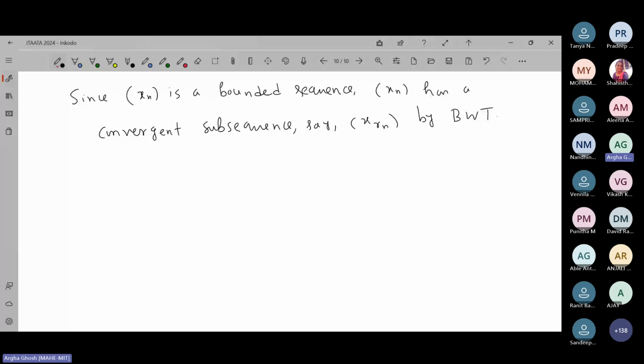So let's say that subsequence converges to L, that element L. So it will have a convergent sequence that will be L. Now look over here, closed and bounded interval. This is a very important thing, because the closed and bounded interval is a closed set, this L is also an element of the closure.